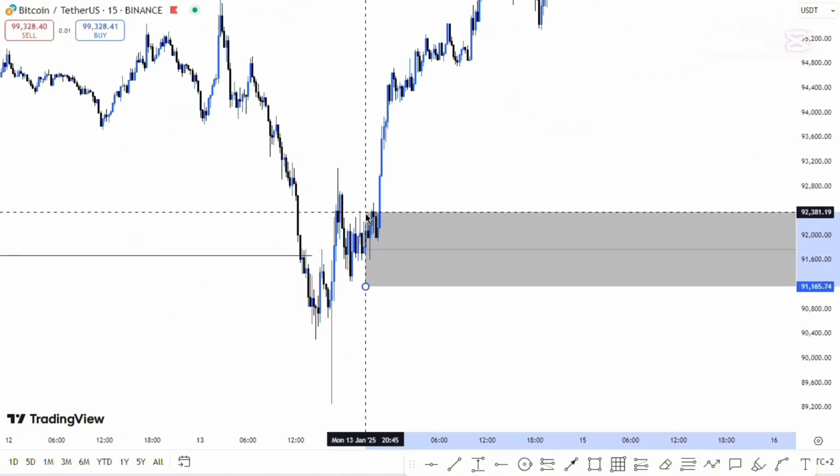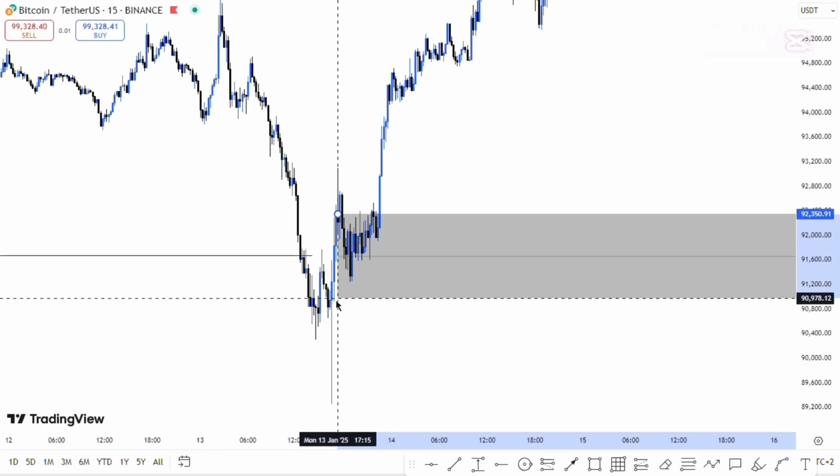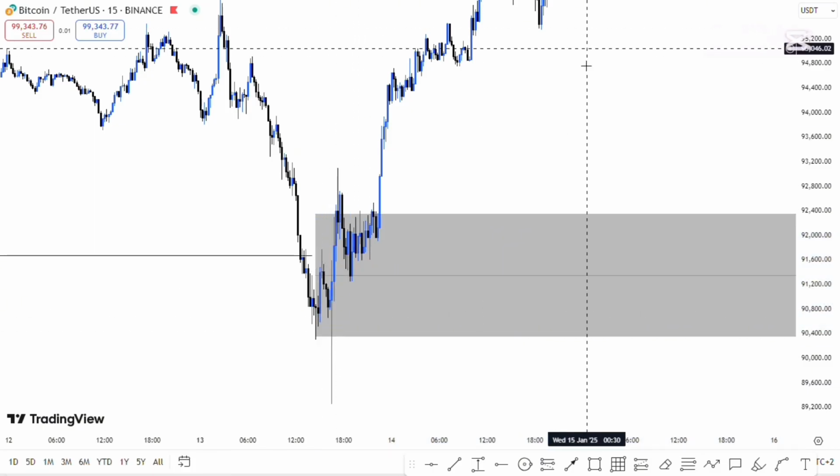From the 15 minute we can see that we have this candlestick. So now I'll be covering the whole consolidation, this accumulation.